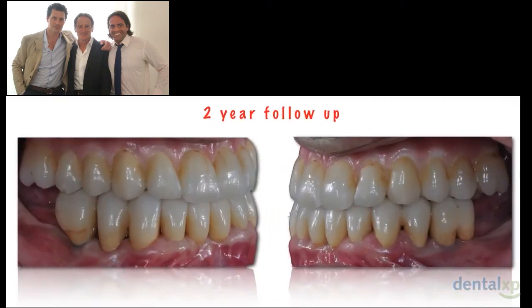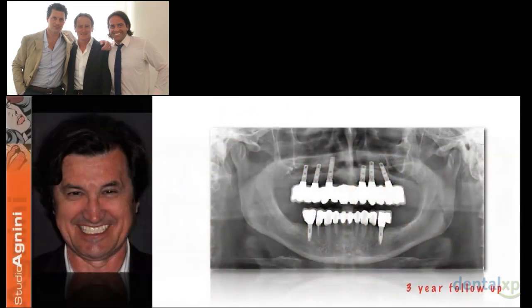You can see, especially in the lower arch, there is a small recession that is normal, but I think that is a good picture for a 2 years follow-up. Everything is fine. The zirconia are perfect. There are no chippings. We control again the occlusal point of view. 3 years follow-up. It's important to see also the status of our implant.